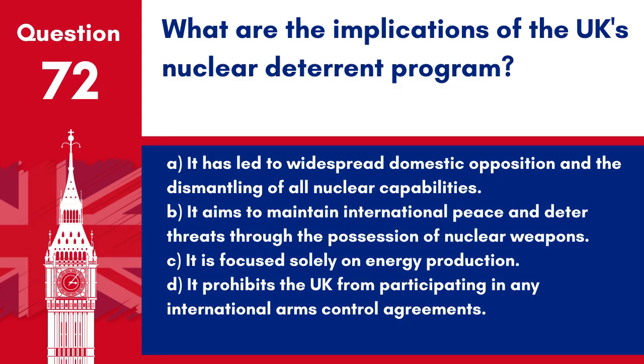A. It has led to widespread domestic opposition and the dismantling of all nuclear capabilities. B. It aims to maintain international peace and deter threats through the possession of nuclear weapons. C. It is focused solely on energy production. D. It prohibits the UK from participating in any international arms control agreements.